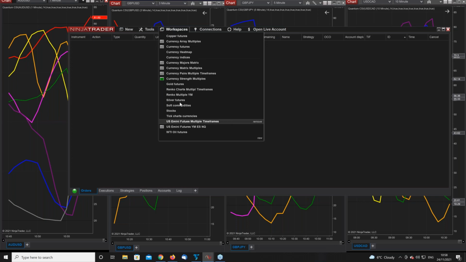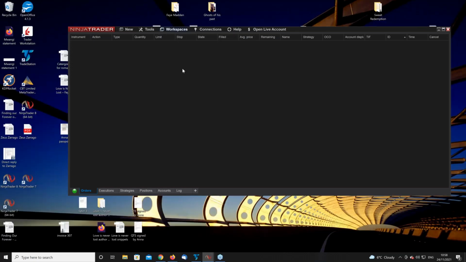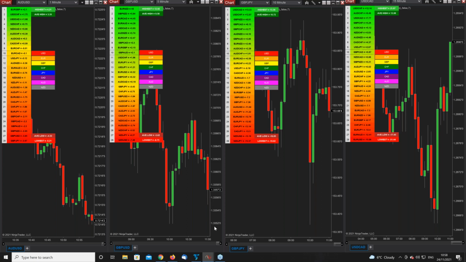Just going to have a quick look at the currency matrix. I've got the currency majors table there as well. See what we're seeing.